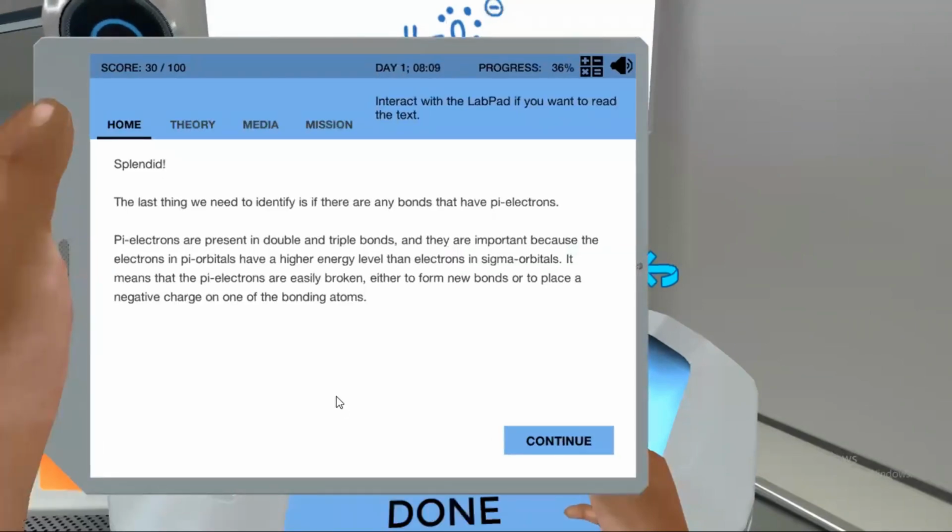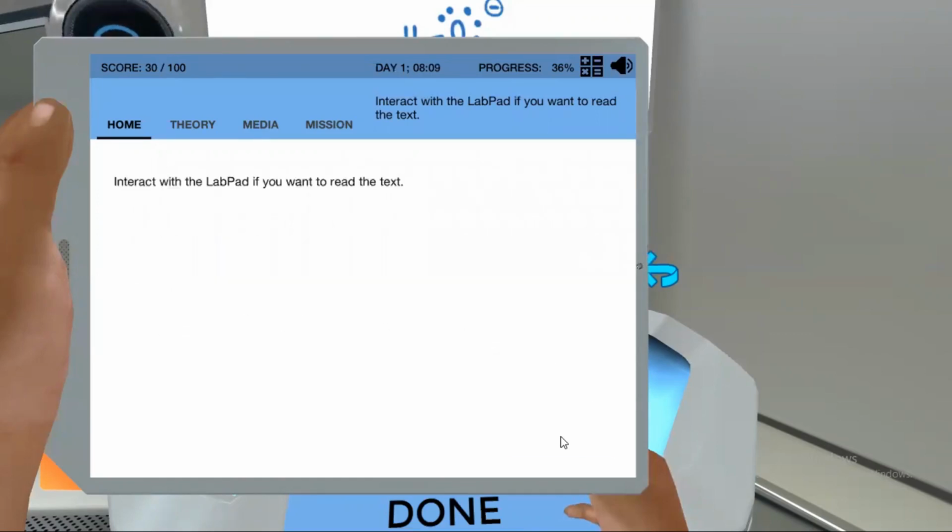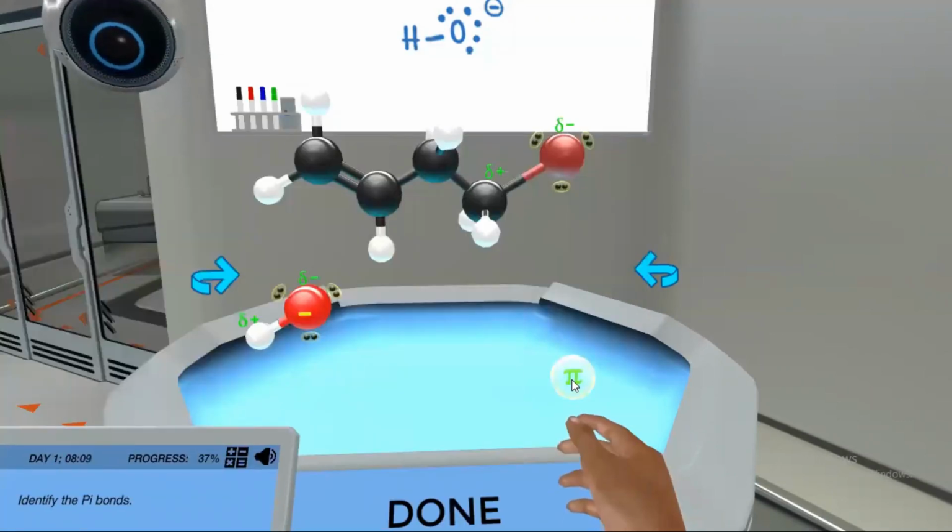Splendid. The last thing we need to identify is if there are any bonds that have pi electrons. Pi electrons are present in double and triple bonds, and they are important because the electrons in pi orbitals have a higher energy level than electrons in sigma orbitals. It means that the pi electrons are easily broken, either to form new bonds or to place a negative charge on one of the bonding atoms. Identify the pi bonds.